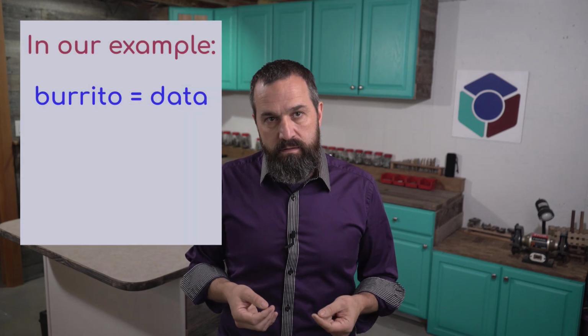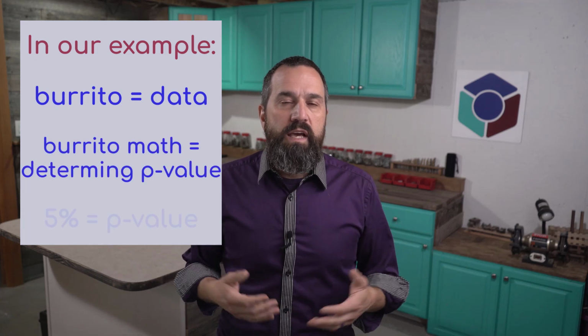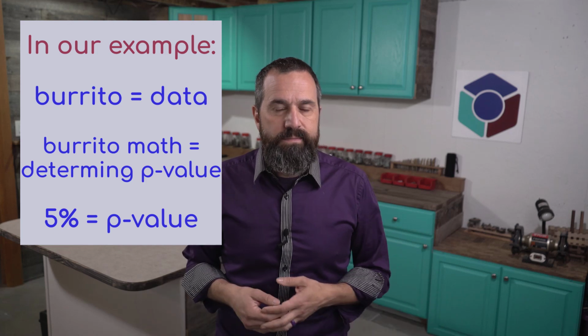Now, you may have found this reverse direction a little bit more straightforward. And you might say, why on earth, Alex, didn't you just start with that? Well, because the first direction I talked through is what we're doing with statistical testing. The eaten burrito is your data. The burrito math is the determining of the p-value. And the 5% chance is the p-value.